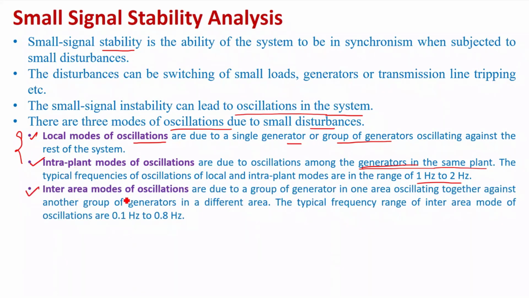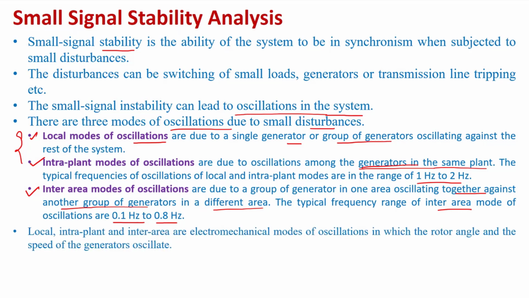Then the third one is inter-area modes of oscillation. This is due to a group of generators in one area oscillating together against another group of generators in a different area. Therefore, this is called inter-area modes of oscillation. So the typical frequency range of inter-area mode of oscillations is 0.1 Hz to 0.8 Hz.